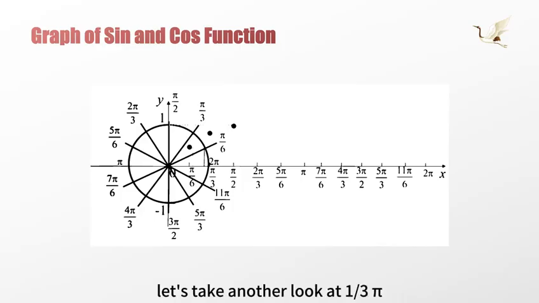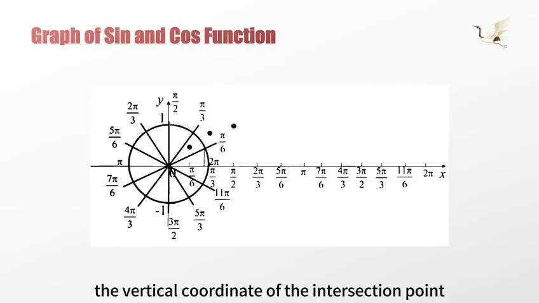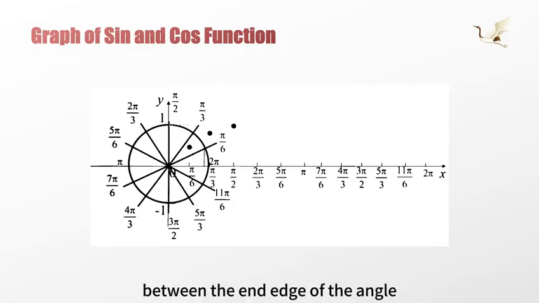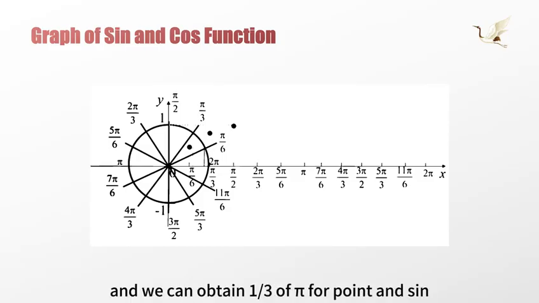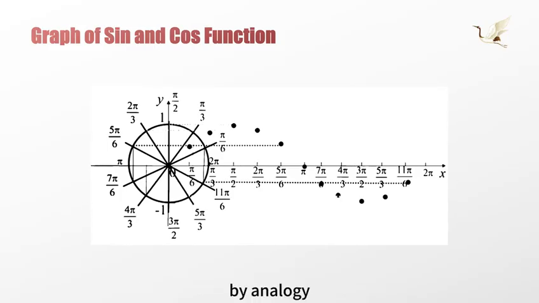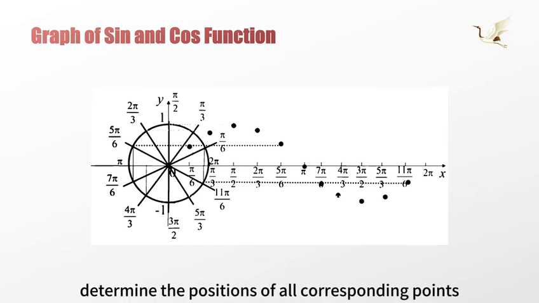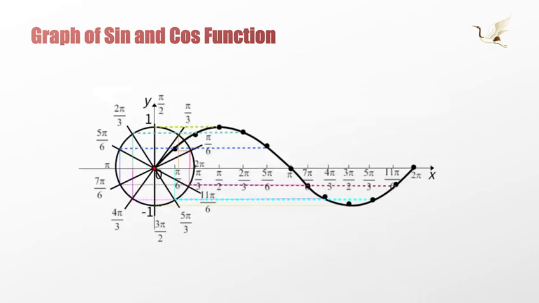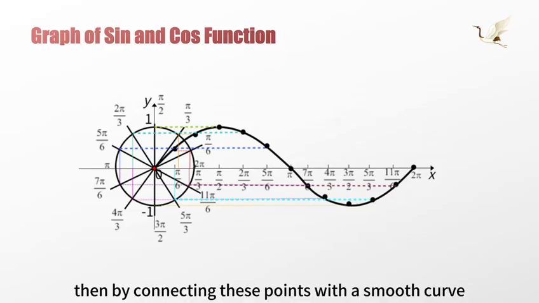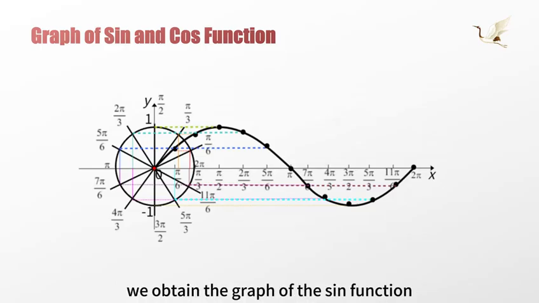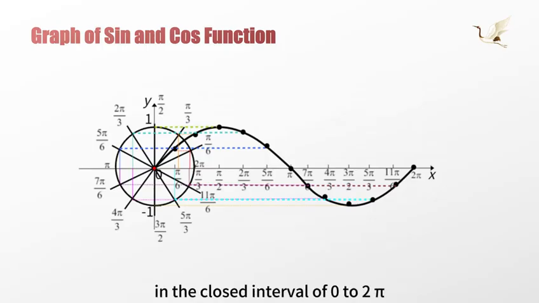Let's take another look at 1/3 pi. The vertical coordinate of the intersection point between the terminal side of the angle and the unit circle is sine of 1/3 pi. So we take 1/3 of pi as the horizontal coordinate and the sine value of this point as the vertical coordinate to plot the point, and we obtain the point (1/3 pi, sine 1/3 pi). By analogy, using the same method, we can sequentially determine the positions of all corresponding points on the closed interval 0 to 2 pi. Then, by connecting these points with a smooth curve, we obtain the graph of the sine function in the closed interval of 0 to 2 pi.